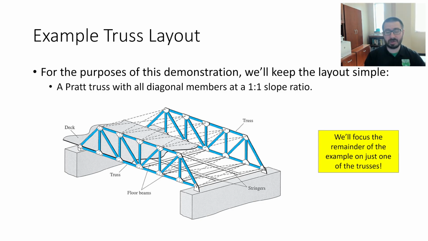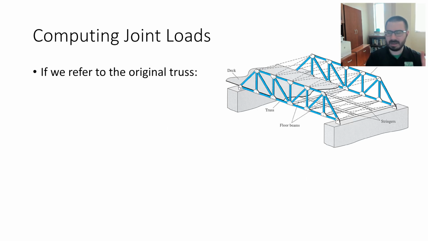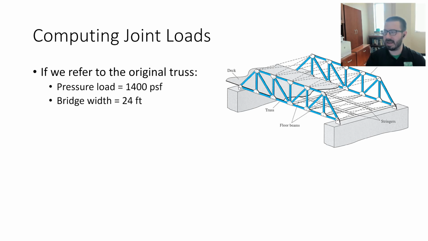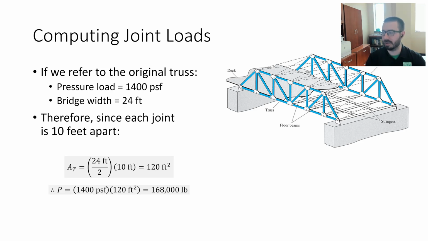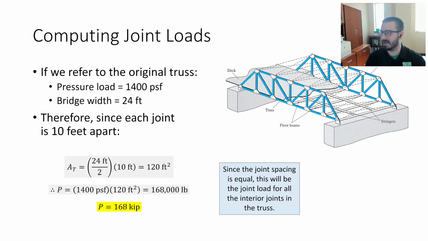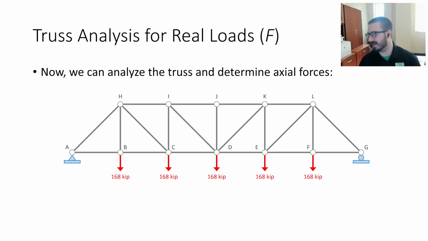We had laid out this truss. This was the truss that we were going to do. And for our 2D analysis, this was the structure that we were going to analyze. So in the example in class, we had said, okay, here's the pressure load, the bridge width, and we had talked about tributary area, and we had gotten a load to put on each joint. And then, we said we're not going to load the joints on the end. We're just going to load the joints in the middle on the bottom. Each joint's going to carry the same load. And we get this, okay?